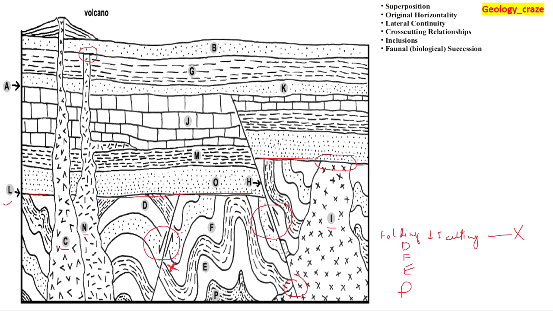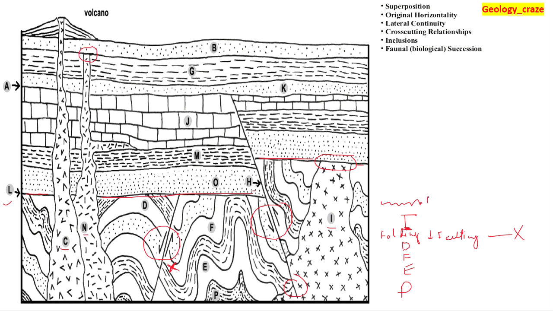This intrusion I took place because an intrusion needs a weak zone, and these faults are providing that weak zone. After the intrusion of I, the whole basin is uplifted and erosion took place, and there is an unconformity.